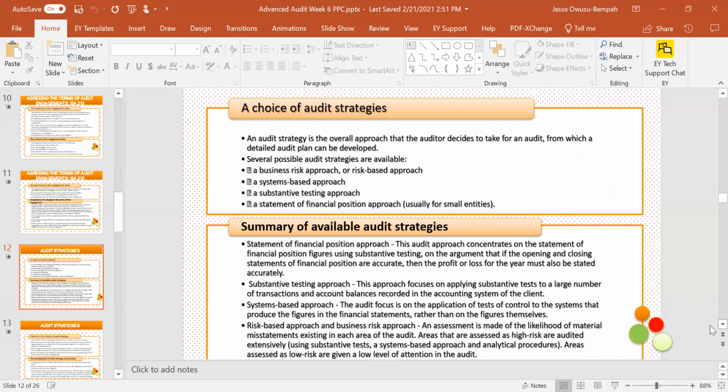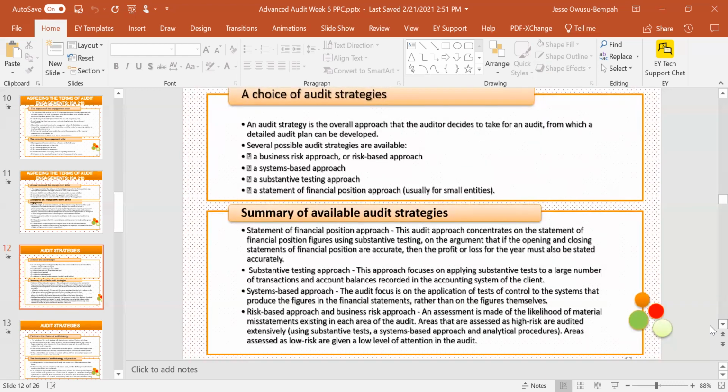Then you have the system-based approach. It focuses on the application of test of controls. So with the system-based approach, you are talking about control systems, similar to internal control testing. The audit focuses on the application of test of controls to the systems that produce the figures in the financial statements. So here you are looking at internal control testing.